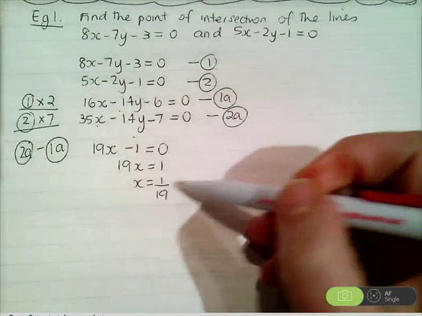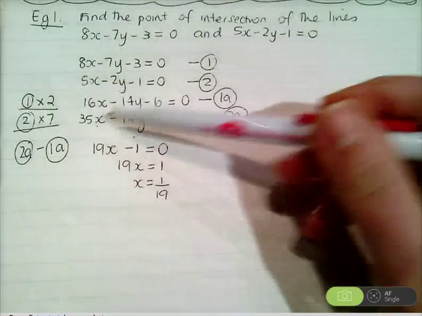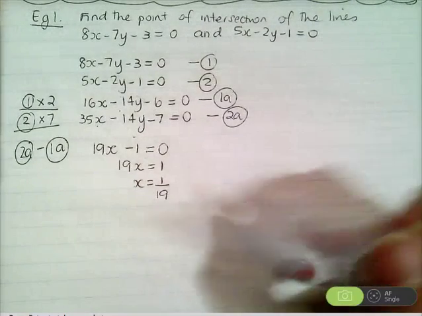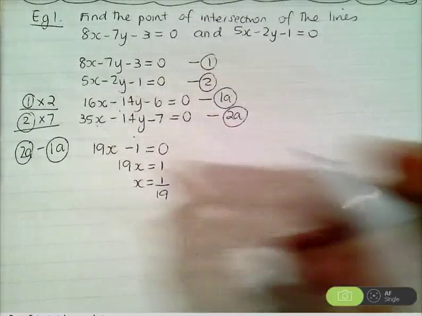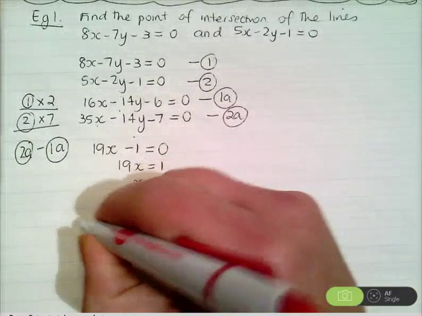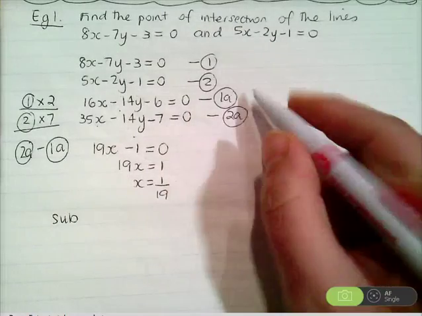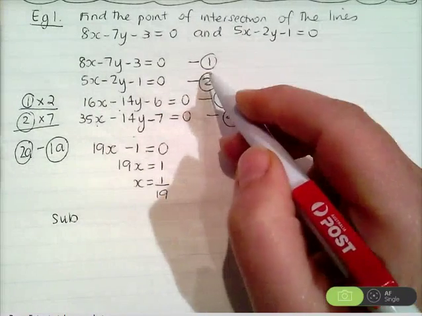Okay, so this is not a whole number. You don't need to worry about that, just checking that we've done everything correctly. And it looks like we have. So we've got x equals 1 on 19 now. To solve simultaneously, we're going to substitute that point x equals 1 on 19 into any of these equations.